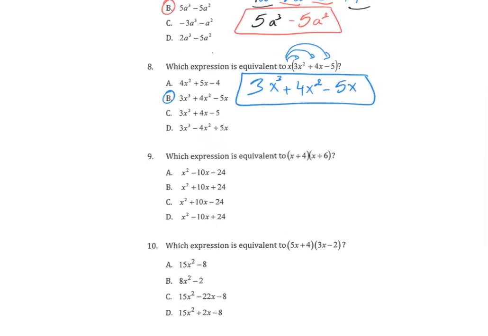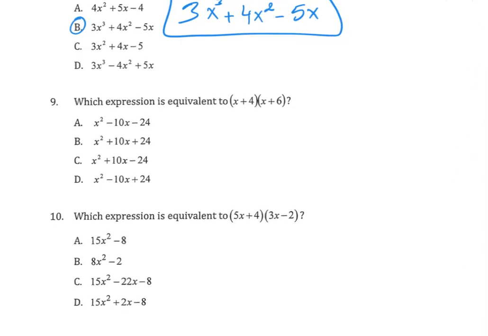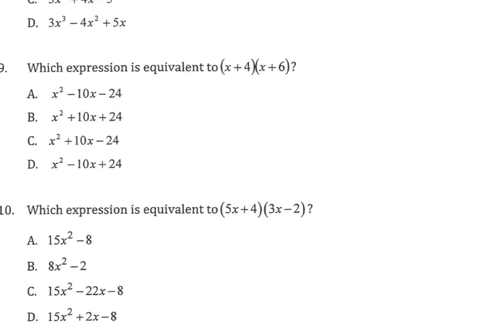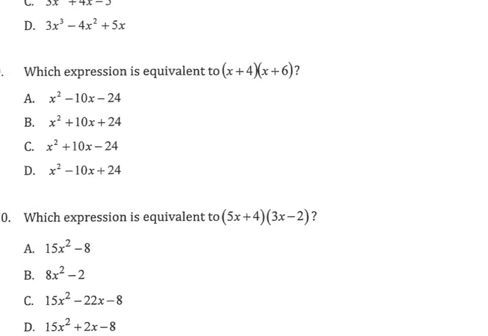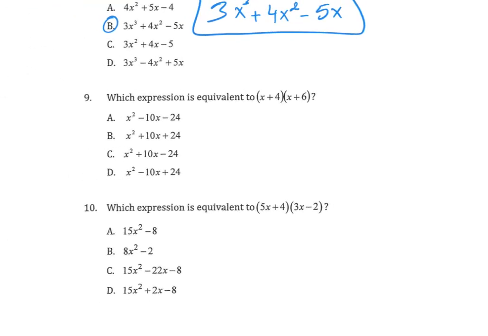For the next one, we got which expression is equivalent to x plus 4 times x plus 6 here, right? Now we can see here we can use FOIL, which is first, outer, inner, and last, right? So we can use the FOIL method here. And that would be first, x times x, right? And x times 6 is going to be outer. And then we have 4 times x and 4 times 6. That's called the distributive property, right? So x times x, that will be x squared, right?